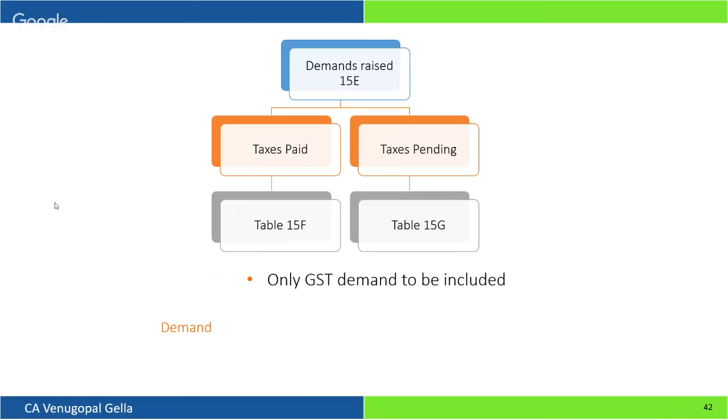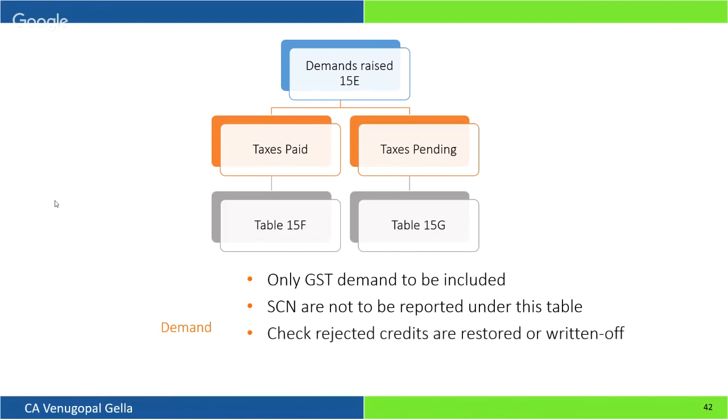The values to be reported in 15E are only demands of GST. There are various show cause notices, or ASMT 10, that you would have received, asking for an explanation of differences between 2A versus 3B, or 3B versus GSTR-1. All those differences are only a show cause notice, they are not demands. What is to be reported are only demands.